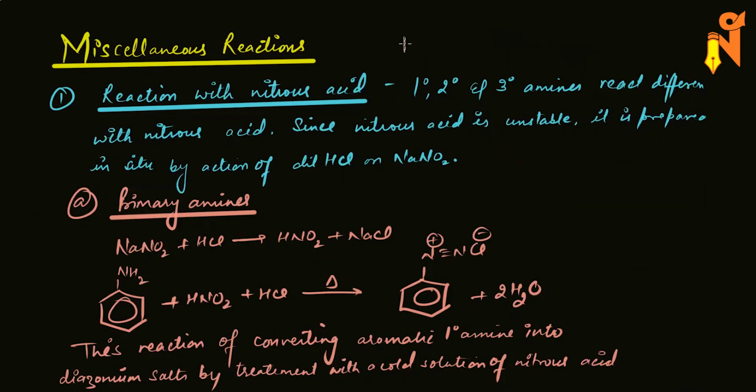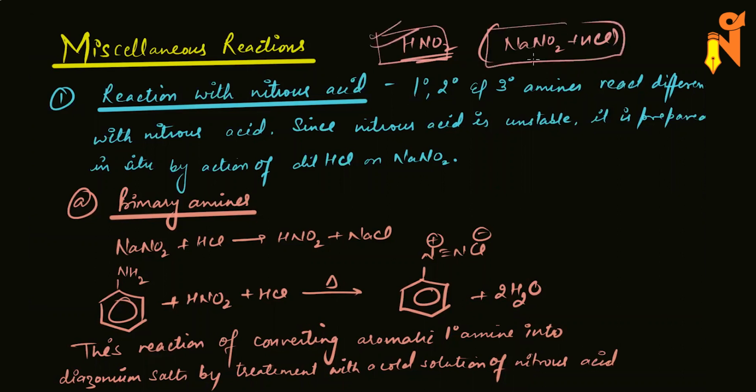Here HNO2 is produced in situ, and this is always produced by the combination of NaNO2 and HCl. So many times when they want you to do the reaction with nitrous acid, they may give you HNO2 directly, or they may give you this combination. You have to understand that NaNO2 with HCl is nothing else but HNO2, because HNO2 itself is a very unstable acid. So we have to produce it in situ using NaNO2 and HCl.